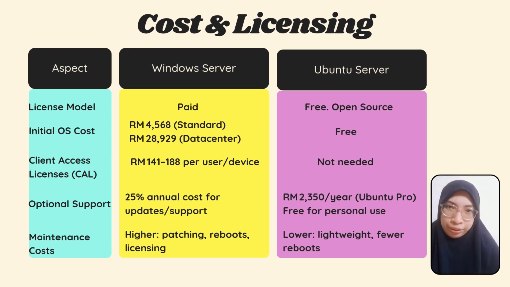Now let's talk about cost and licensing. Windows Server uses a proprietary licensing model with core-based pricing and requires additional Client Access Licenses (CALs) for each user or device. In contrast, Ubuntu Server is open source, free to use, and doesn't require CALs. Windows also has higher maintenance costs due to frequent patching, reboots, and resource-heavy GUI. Ubuntu offers lower long-term costs with free updates, fewer reboots, and optional paid support like Ubuntu Pro for RM2,350 per year, free for up to 5 personal machines.